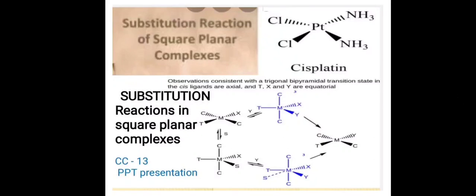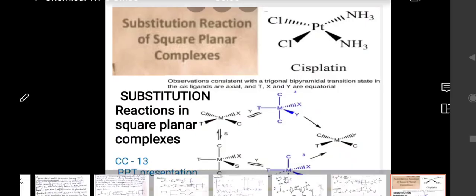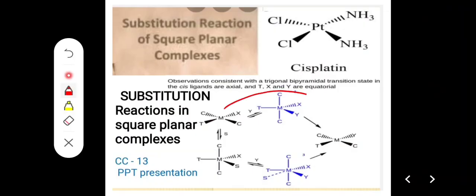Substitution reaction of square planar complexes. Substitution reaction of square planar complexes should occur by this pathway. We normally know substitution reaction means the replacement of one group by the other.